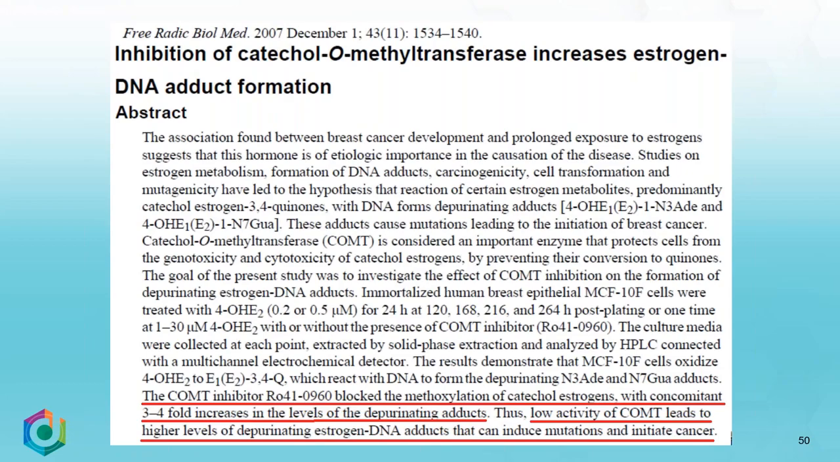So when it comes to COMT, this study, again pointing back to adducts, used a COMT inhibitor to block the methylation, and the amount of depurinating adducts went up exponentially. And so again, if you can't get it out, then it has to go down a different pathway, and it will choose the red or the frowny face pathway, which we don't want to see. We want that COMT upregulated.